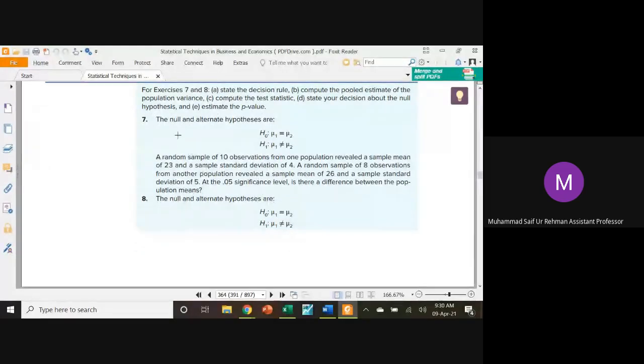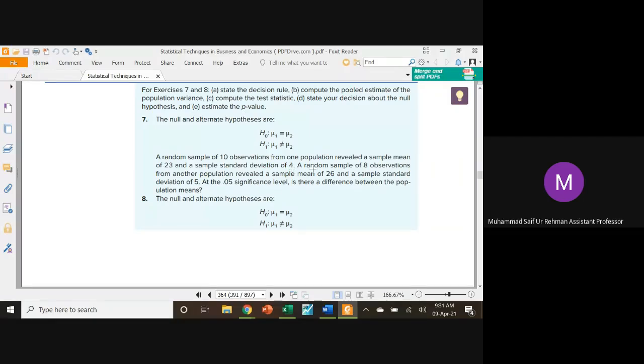In some questions, let us say question number 7, the required values are given in the form of statements. So there is no need of any calculation. Simply write down the given values. For example, a random sample of 10 observations, so N1 is 10. Sample mean 23, so X1 bar is this. Sample standard deviation, so S1 is this. You will have to take the square of this to write down the variance.